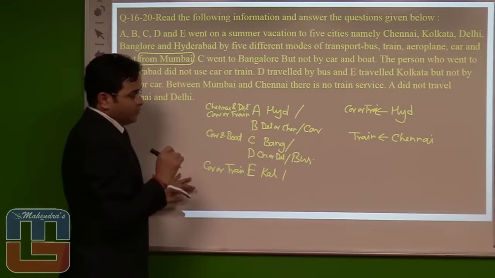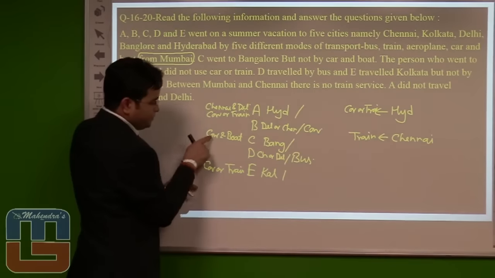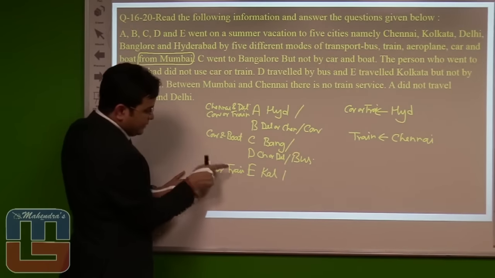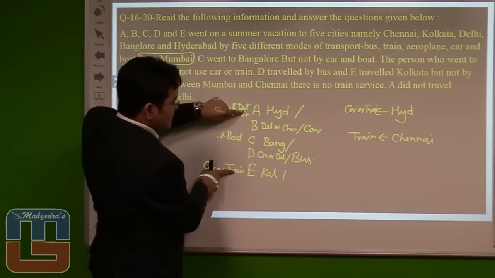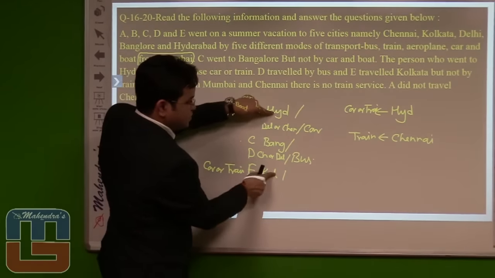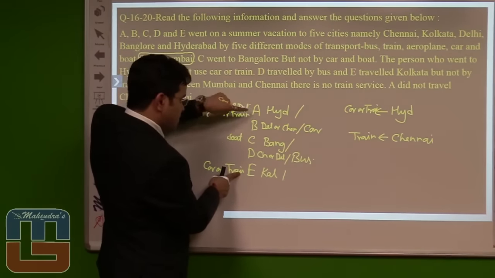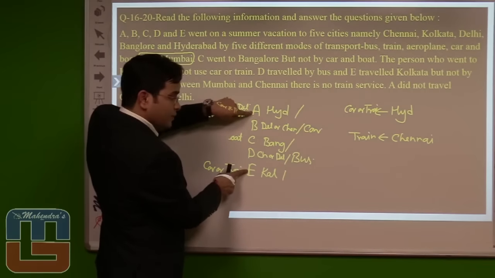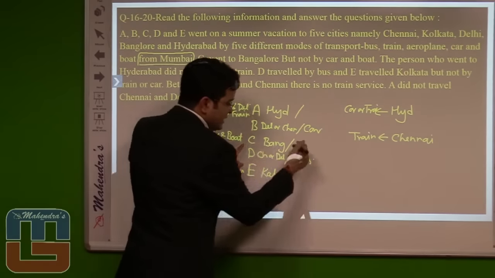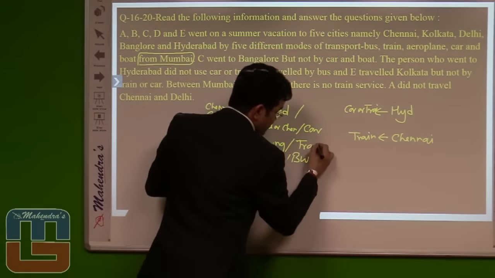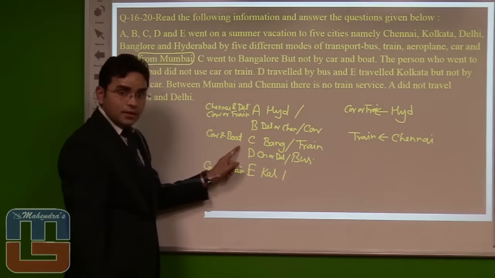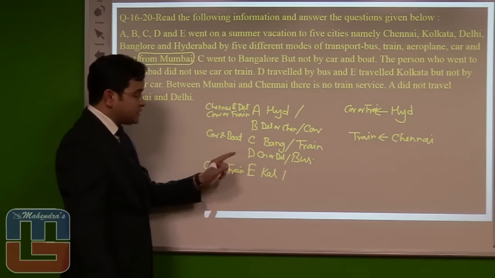One more thing. Now, car, boat. Car cannot be here, boat cannot be here, train cannot be here. Train, you cannot put in this one or this one. You can check: A cannot go via train and E cannot go via train. It means C is going via train. Got it? Okay, moving towards the next one.